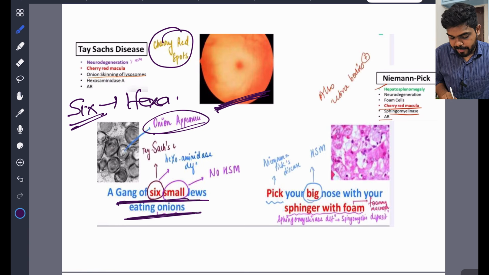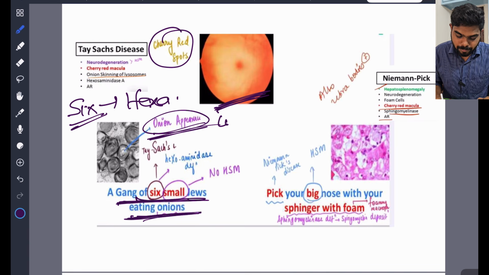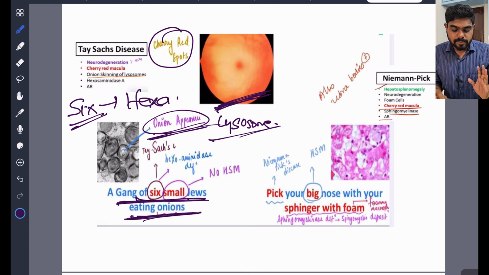Onion appearance, a gang of 6 small Jews eating onions. Onion appearance is very important. That is seen in the lysosome; lysosomes have an onion appearance. And cherry red spots, Tay-Sachs. Here neurodegeneration is present, cherry red macula is there, onion skinning of the lysosome is present. This is very important. Clear.